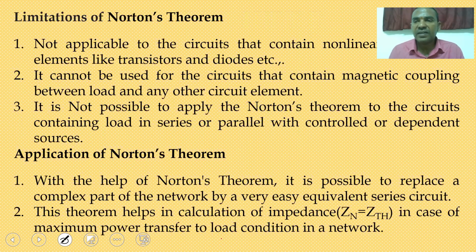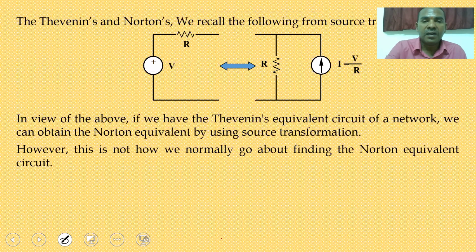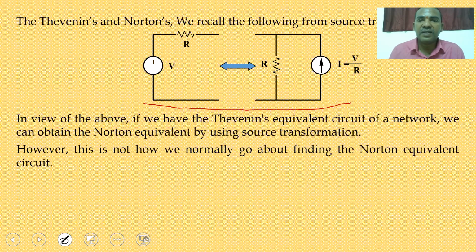Voltage in series with the impedance is equivalent to current in parallel with the same impedance. So this is the simple concept of source transformation. A voltage source in series with a resistance must be the same as the same resistance with a current source of V by R. So the resistance must be the same, whether the voltage source is connected in series or the current source is connected in parallel. That is the most important thing.